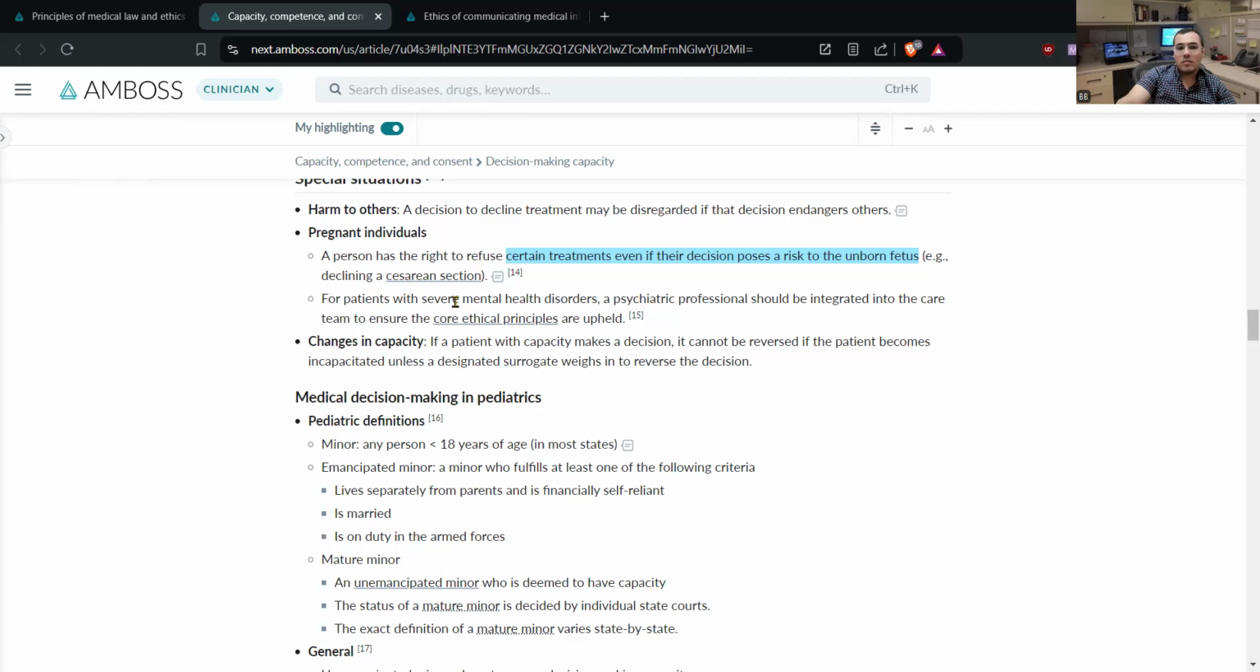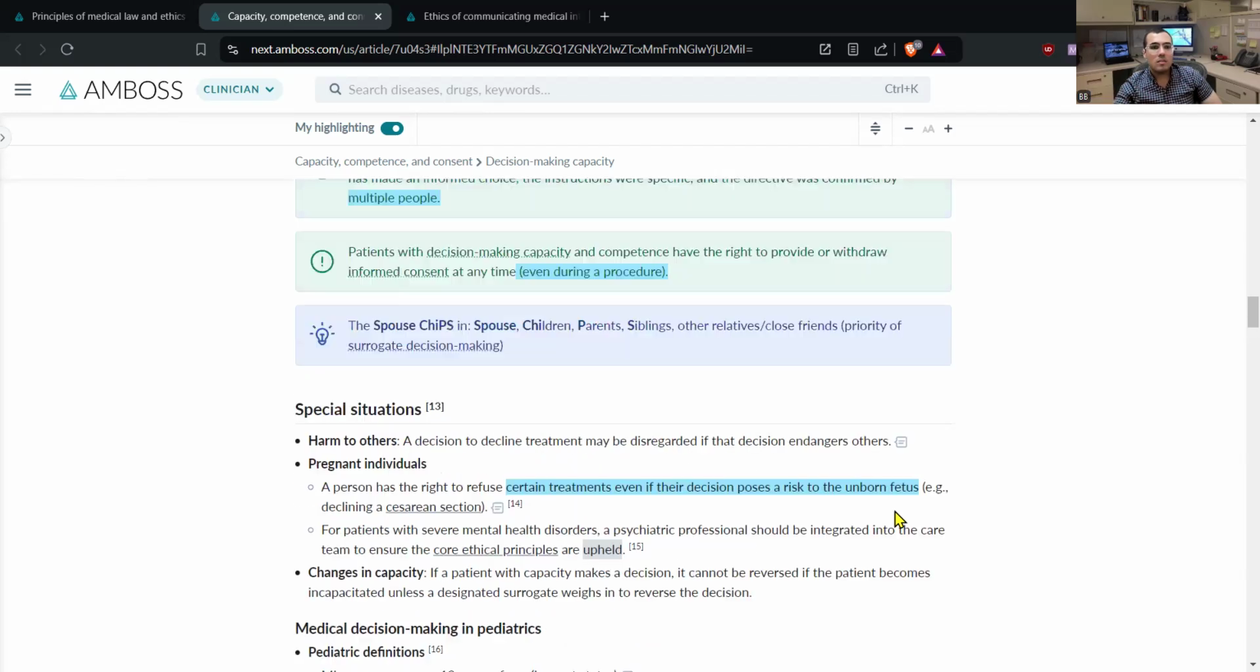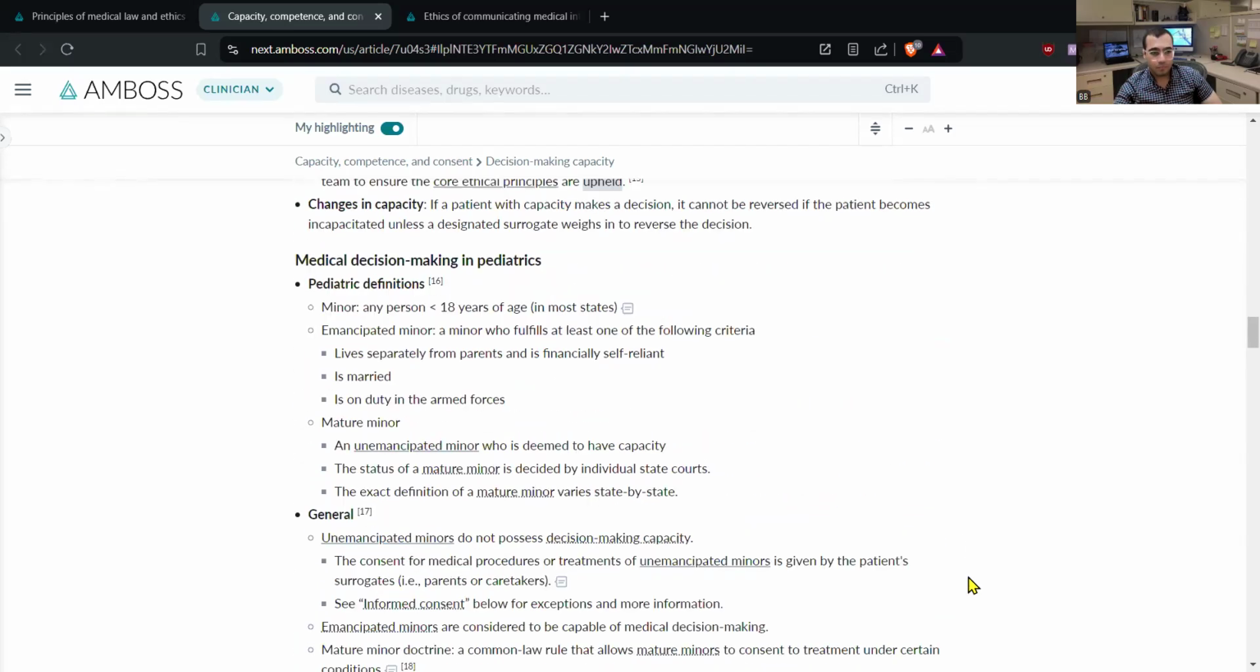Okay. For patients with severe mental health disorder, a psychiatric professional should be integrated into the care team to ensure the core ethical principles are upheld. As I told you, this will not usually be the answer. You need first to exclude the other options. If there is a change in the capacity, a decision made by a patient with capacity cannot be reversed if the patient becomes incapacitated, unless a designated surrogate steps in to reverse the decision. Okay? This is for the special situations.